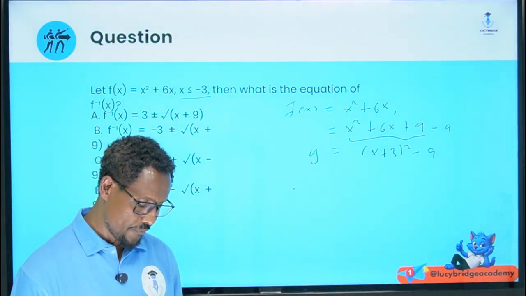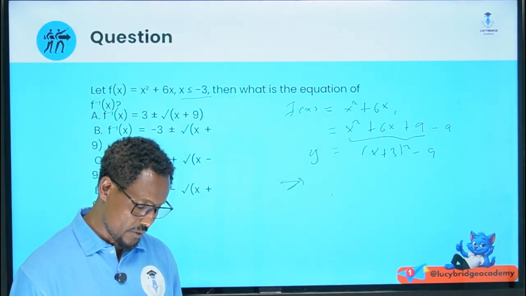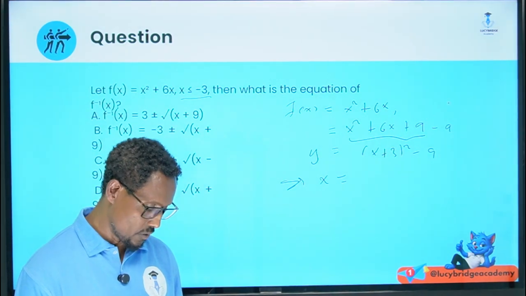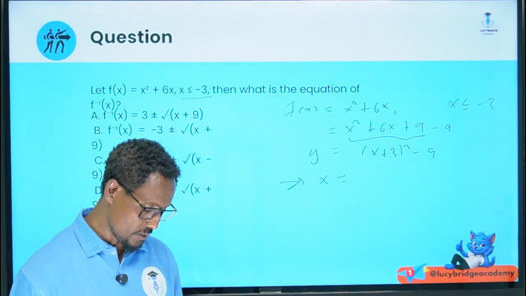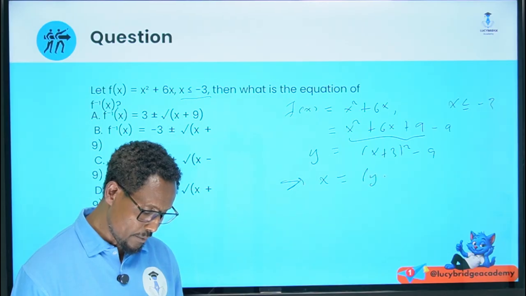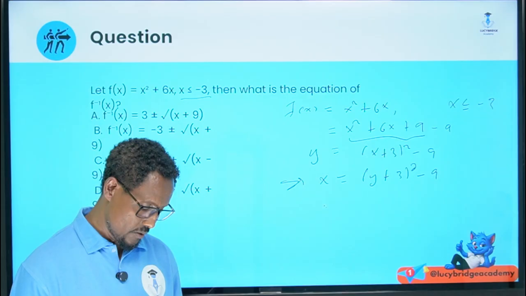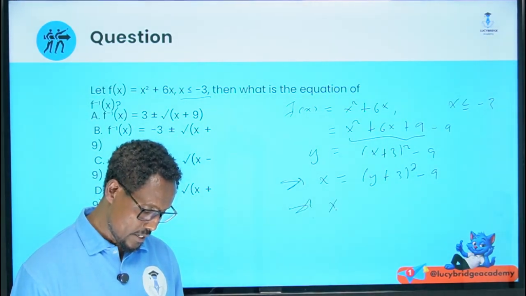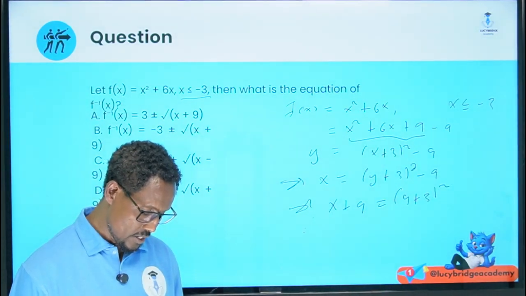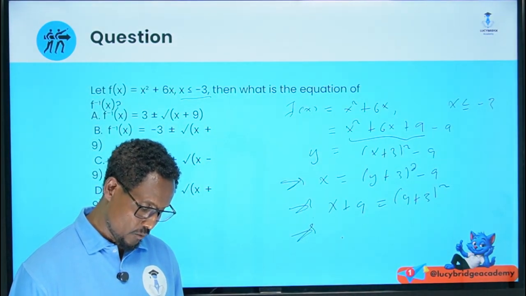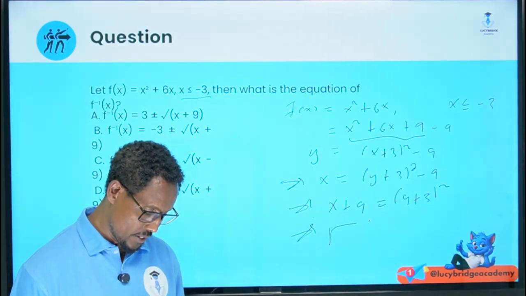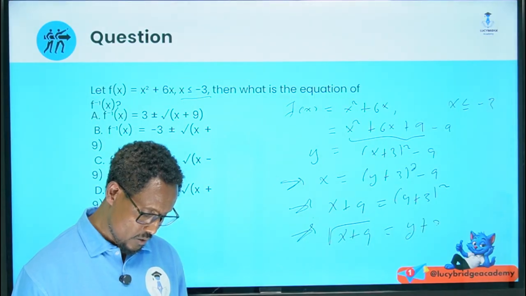This is y. Now to find the inverse, x is equal to y plus 3 the whole square minus 9. Don't forget that x should be less than or equal to minus 3. Implies x plus 9 is equal to y plus 3 the whole square. Implies the square root of x plus 9 is equal to y plus 3.